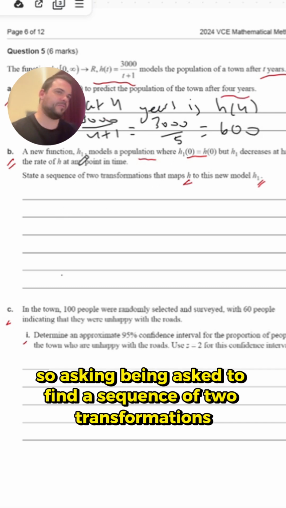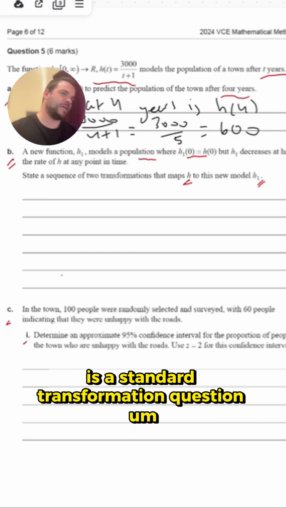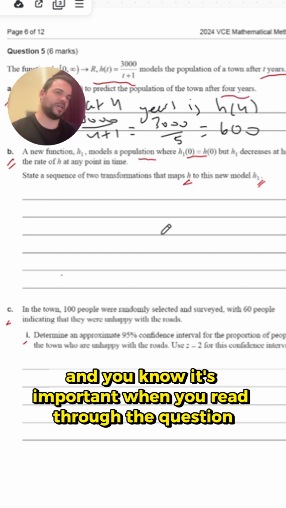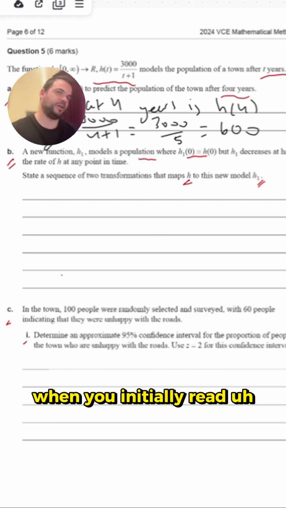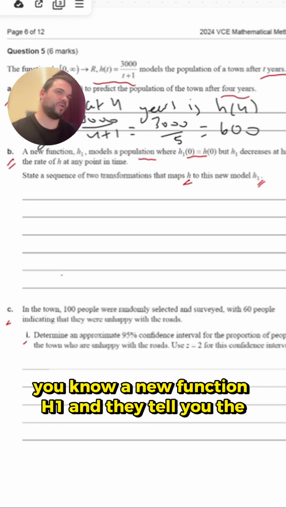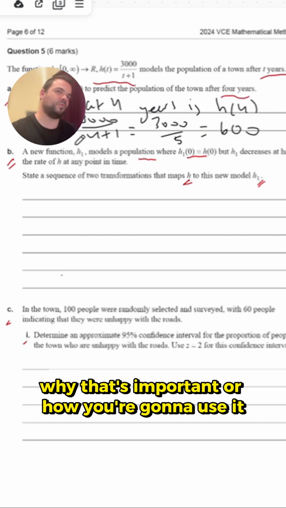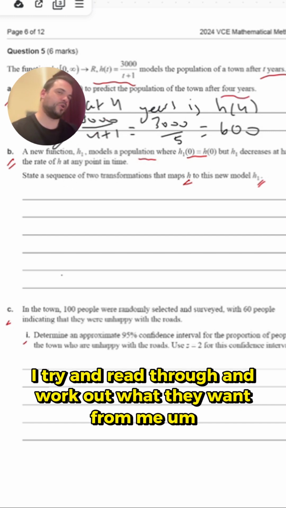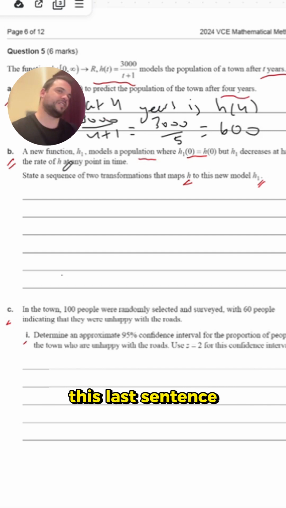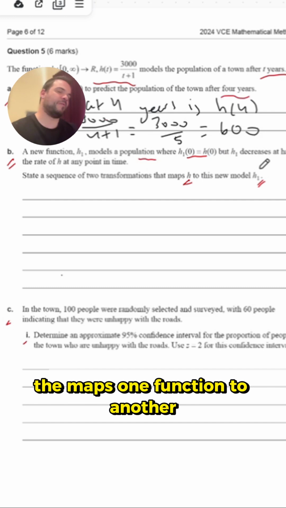Being asked to find a sequence of 2 transformations that maps one function to another is a standard transformation question. And it's important when you read through the question to work out what the question is asking of you. When you initially read a new function h1 and they tell you this information about it, you don't know why that's important or how you're going to use it. So when I'm reading a question, I try and read through and work out what they want from me. This last sentence indicates that they're looking for a sequence of transformations that maps one function to another.